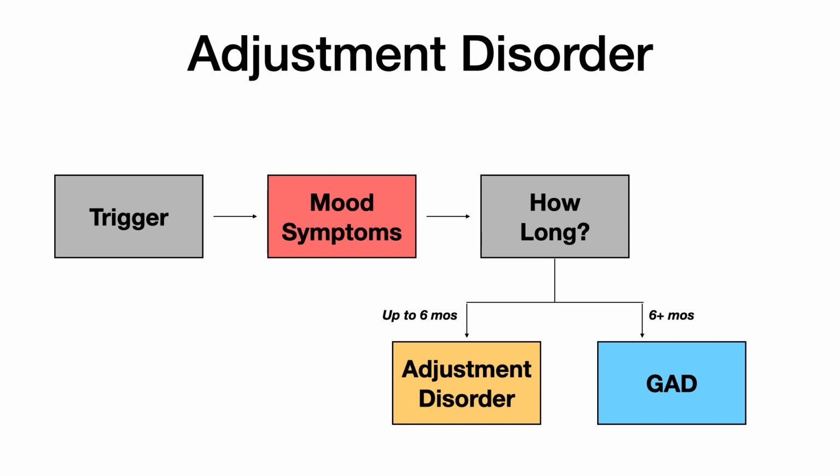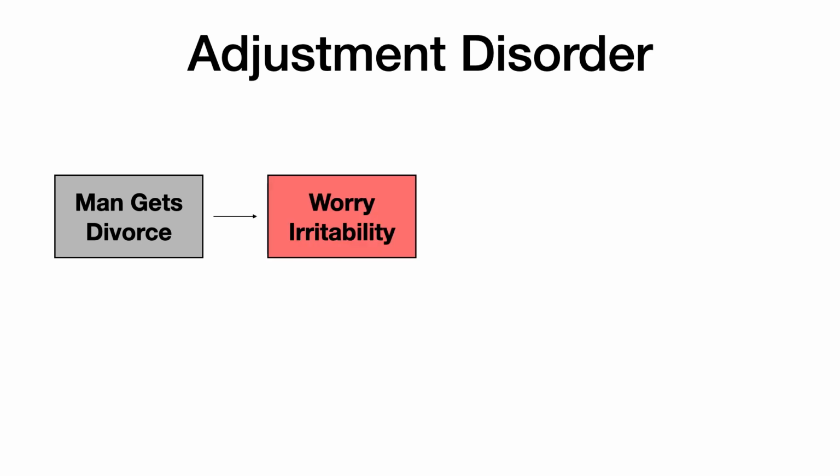If the symptoms are still going on, then what was previously called adjustment disorder is now converted to generalized anxiety disorder. So let's go through this with a stupid example. Let's say that a man gets a divorce. As a result of his divorce, he has constant worrying. He's very irritable. He's just not pleasant to be around. Now the question is, how long do those symptoms go on for? And let's assume in this example that he got that divorce 3 months ago, and therefore these symptoms have only been going on for 3 months.